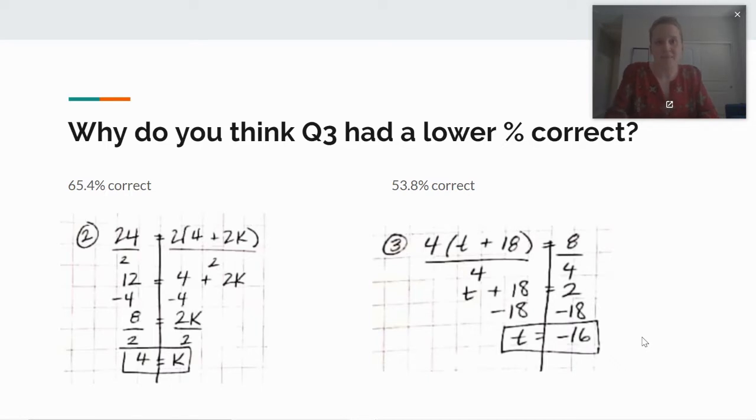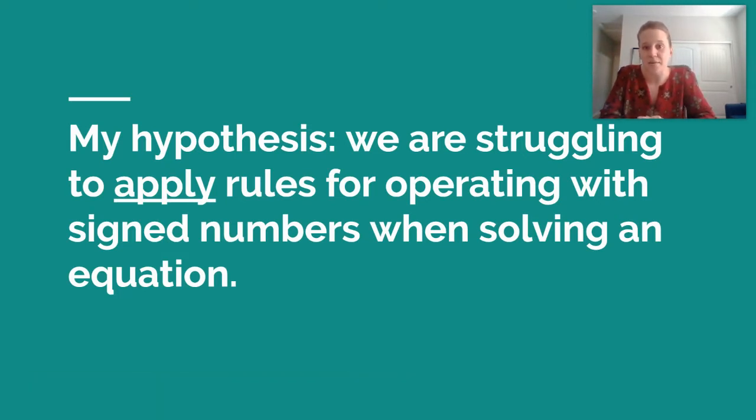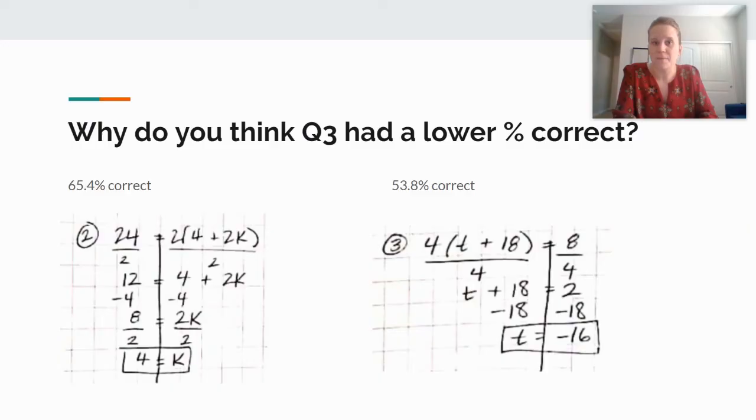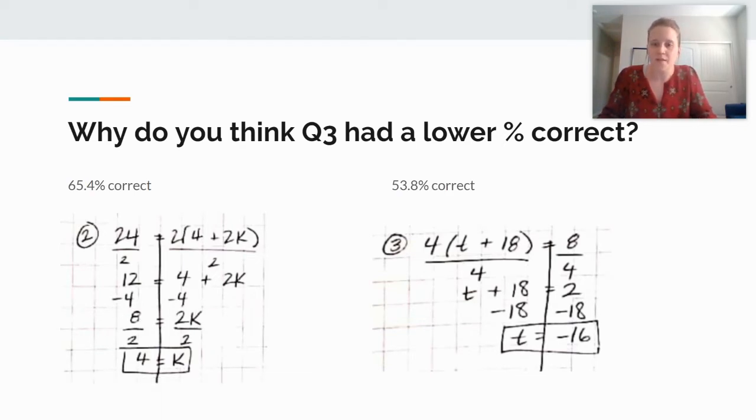Okay, so here's my hypothesis. My hypothesis is that we're struggling to apply rules for operating with signed numbers when we're solving an equation. So add, subtract, multiply, divide, those rules for positive and negative numbers when solving an equation. So in question 3, we struggled with subtracting positive numbers when the solution was negative. In number 2, you didn't have to do that at all. You ended up with 12 minus 4 and you got a positive value. That's that kind of elementary school subtraction that our brains are really quick at, right?